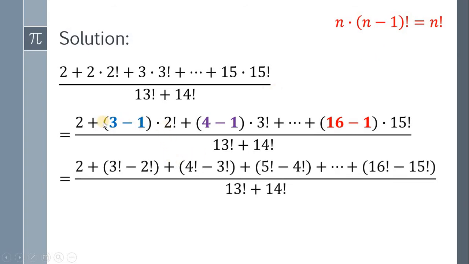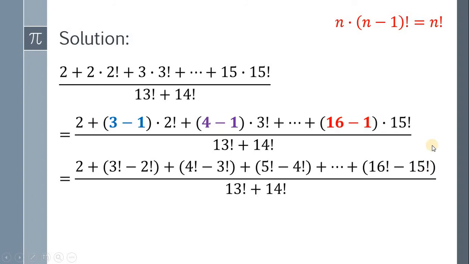So 2 factorial multiplied by 3 is simply 3 factorial, minus 2 factorial multiplied by 1 is 2 factorial. 3 factorial multiplied by 4 is 4 factorial, and 3 factorial multiplied by 1 is simply 3 factorial. After that, we have 5 minus 1 multiplied by 4 factorial. That's why we have 5 factorial minus 4 factorial, and so on and so forth until we reach 15 factorial times 16, or simply 16 factorial, minus 15 factorial times 1, or simply 15 factorial.